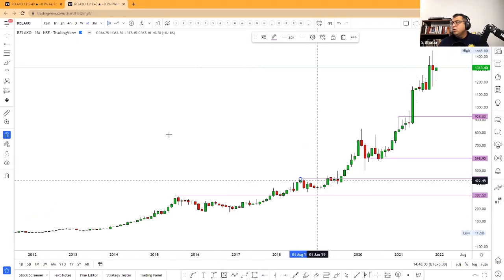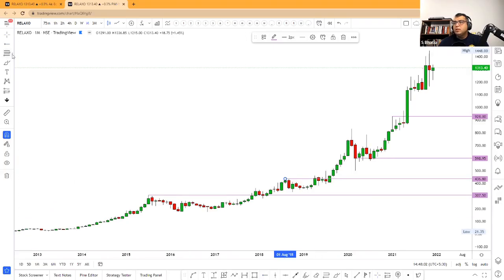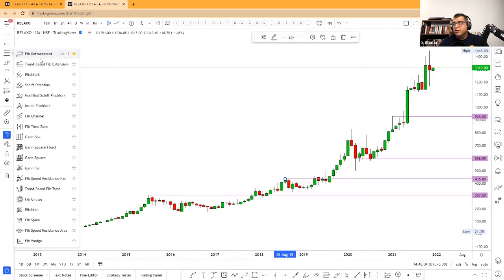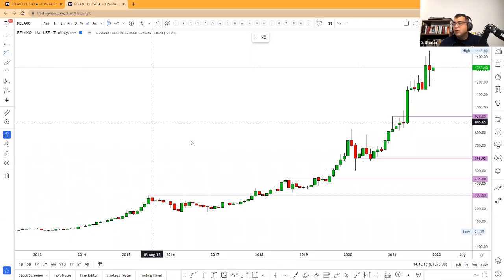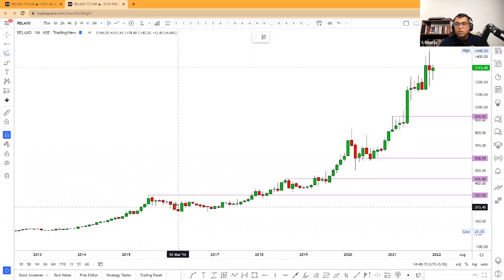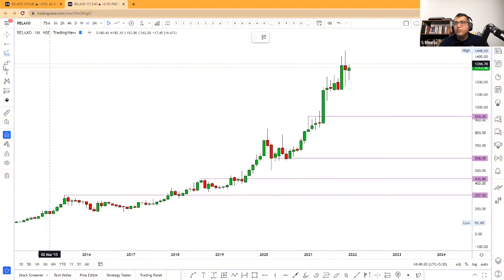Now, if we take the Fibonacci retracement and the trend-based Fibonacci, these are two tools. If you go on the right, you will be able to see that. The trend-based Fibonacci extension requires three points, basically a three-pointer, whereas the normal Fibonacci takes two. That's the most important thing.